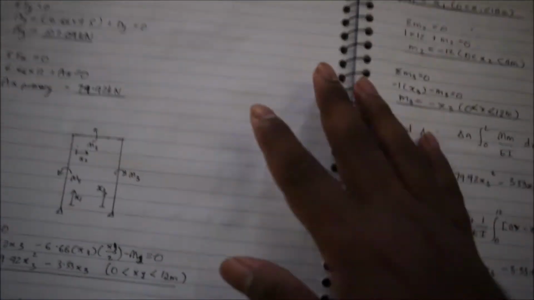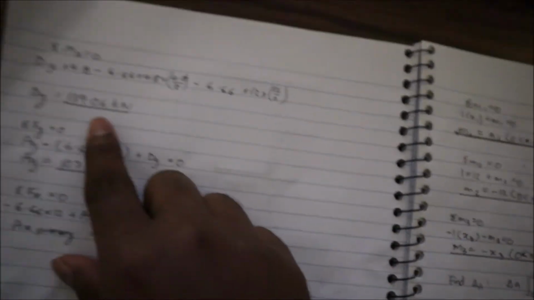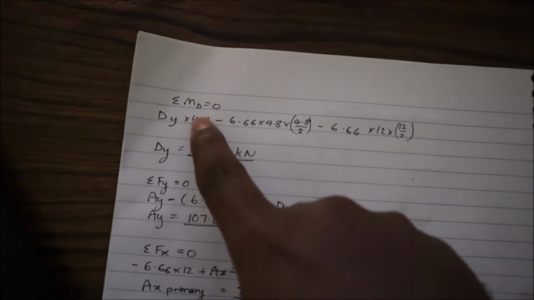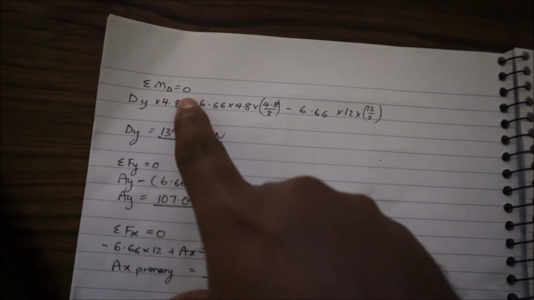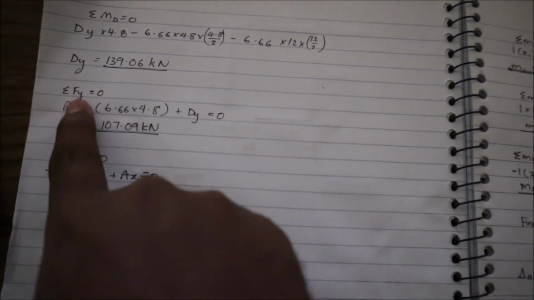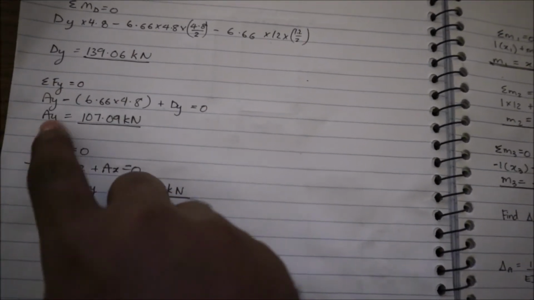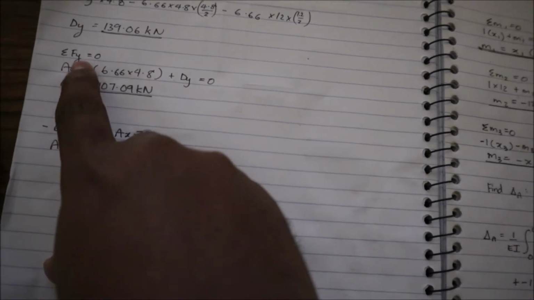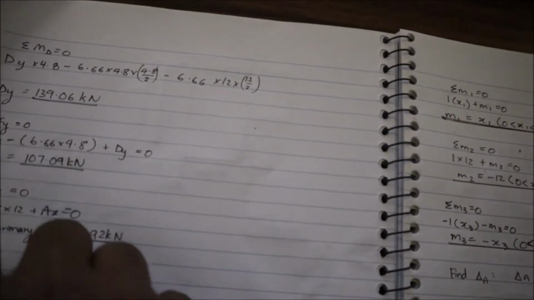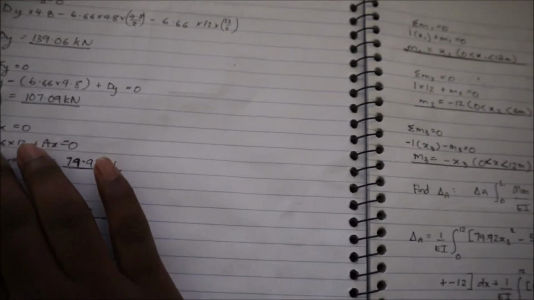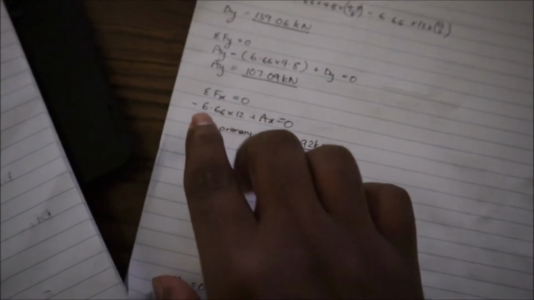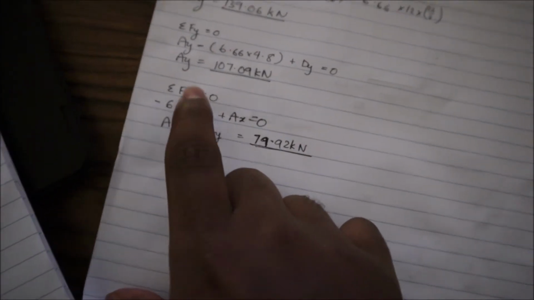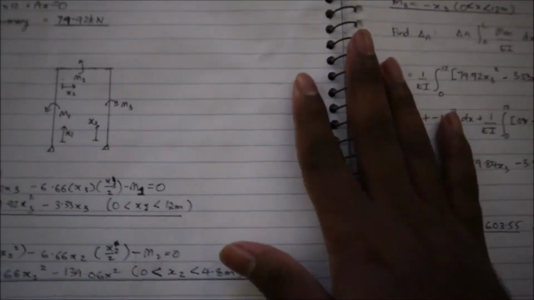We did all the necessary calculations. We found dy by using the sum of moments about d equal to 0 formula. Then we found our ay using the sum of forces in the y direction. Then we found the sum of forces in the x direction, and then we found our ax primary. We got all the answers over there.